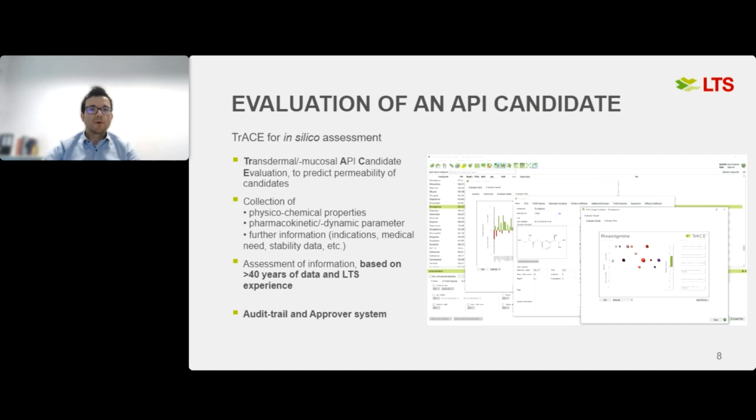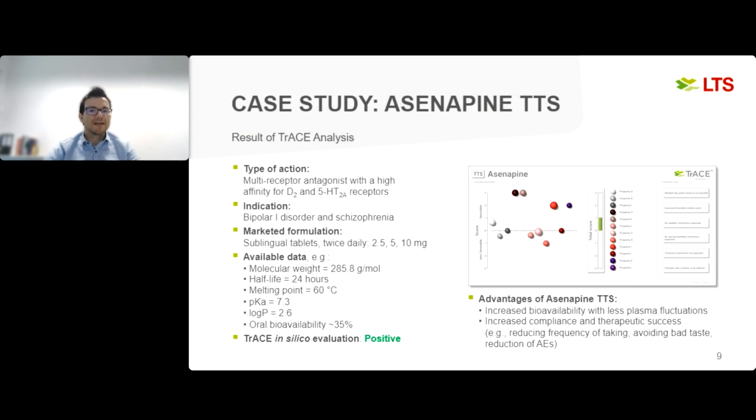And furthermore, we also have an audit trail and approval system for transparency, so that all entries and trace analysis steps are traceable. So let me show you two case studies.